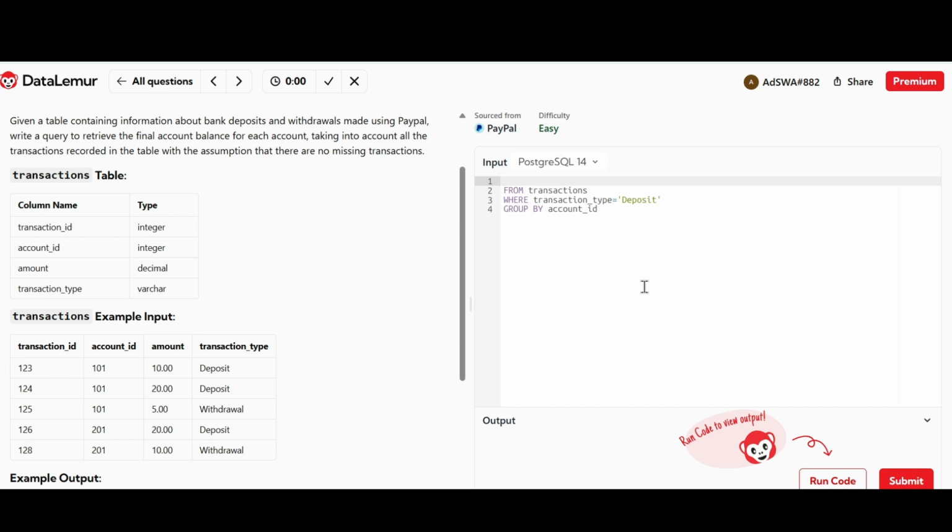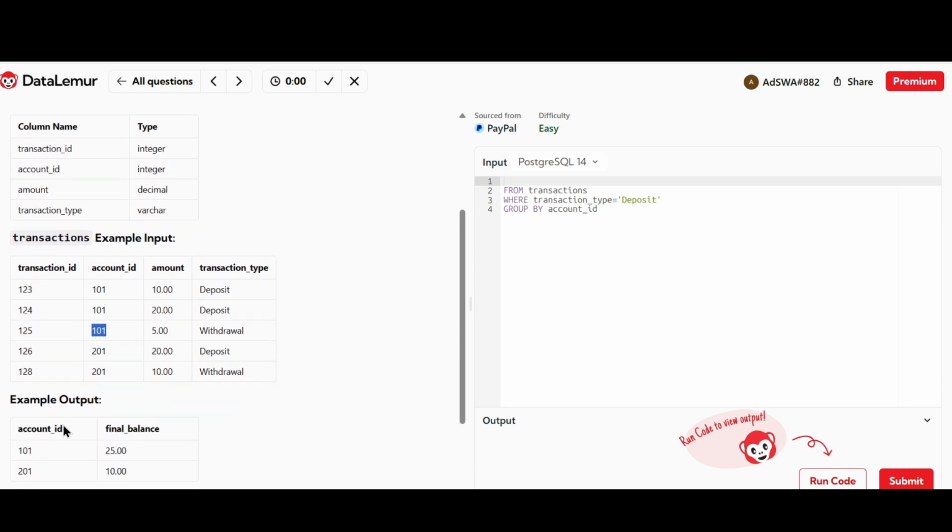Now we will make use of a common table expression. What we are trying to do here is, first we will make a common table expression of all the deposits, then one for all the withdrawals, and then from that we will join the two tables on the account ID, and then fetch the account ID and the final balance, which will be deposits minus withdrawals. This is our overall approach.